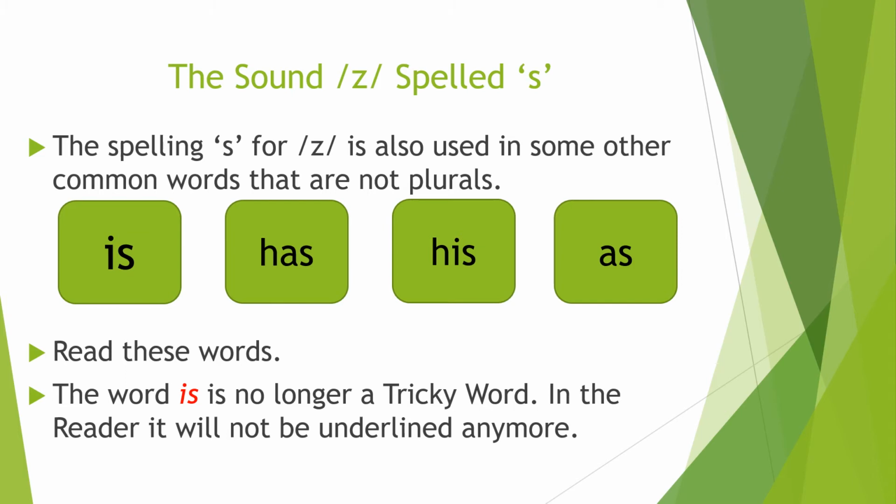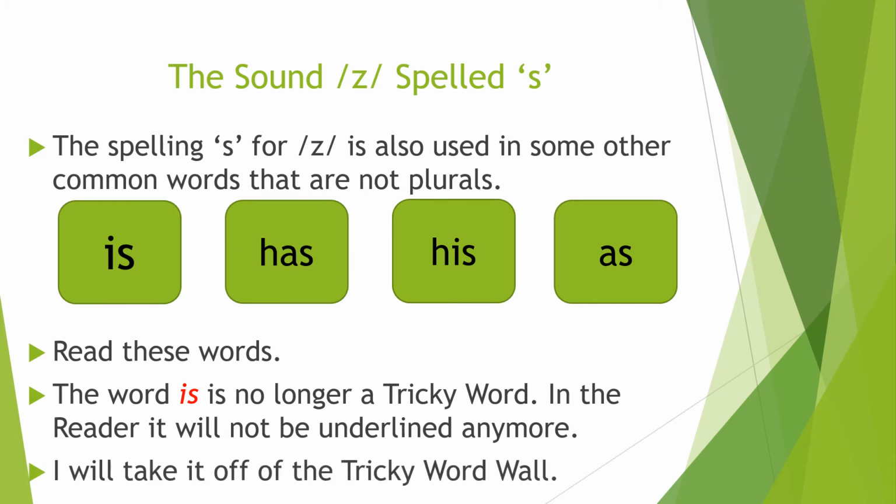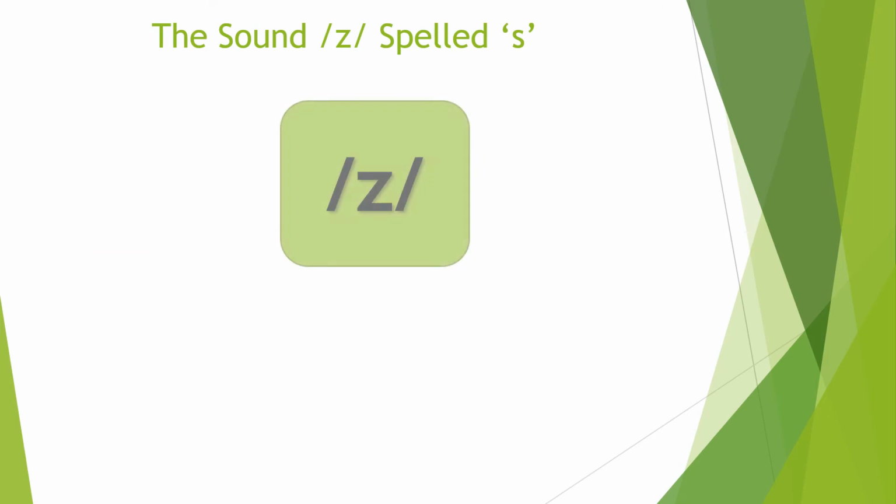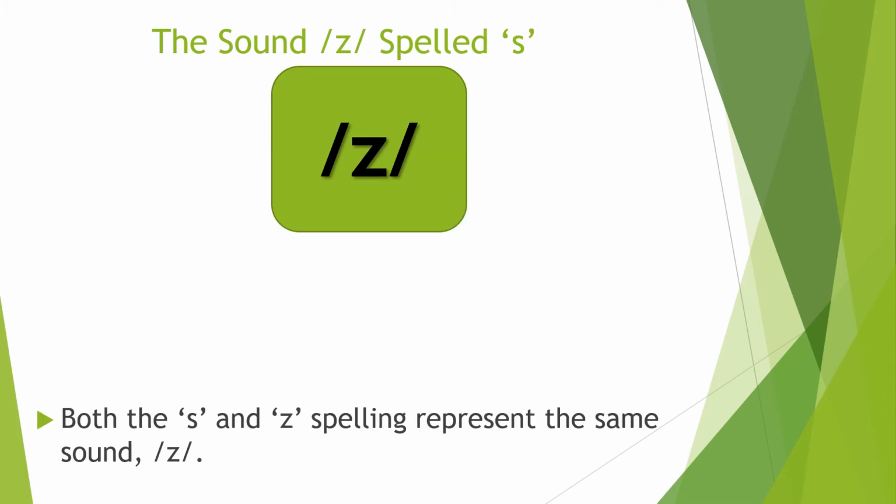Is is not a plural word, so we do not count it as a tricky word anymore. In our reader, the word is will not be underlined anymore because the S stands for the Z sound, but it's not plural. We will take the word is off of our tricky word wall since it is not a tricky word anymore. What sound does this represent? This represents the Z sound. Both of the letters S and Z represent the same sound.